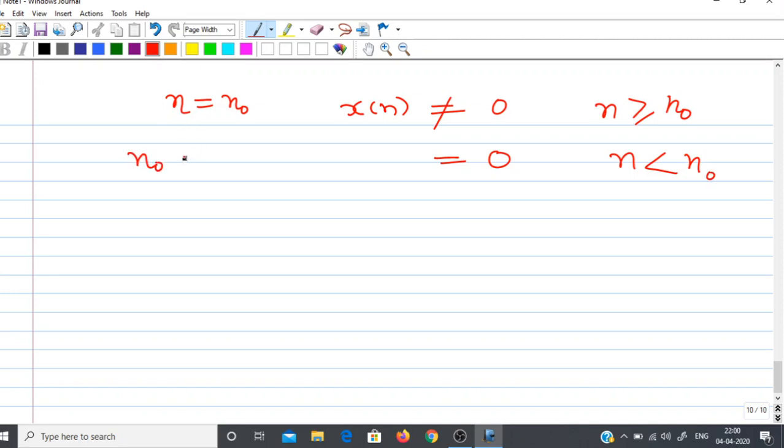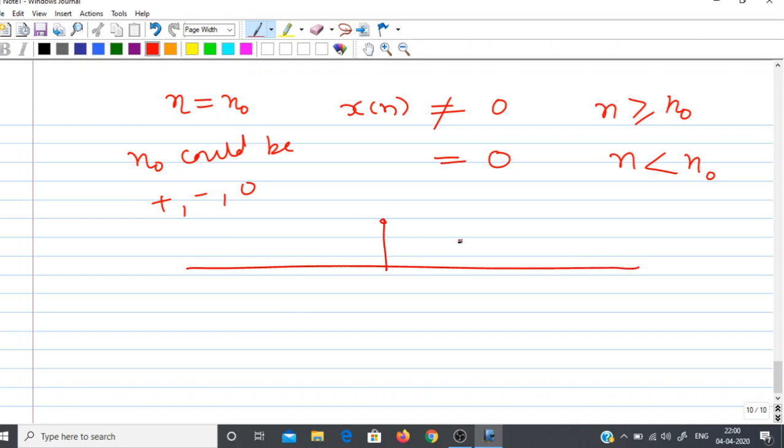Here n naught could be positive, negative, or 0. So for example, let's say I draw a sequence u[n], the unit step sequence. You can see that the unit step sequence has values 1 to the right of this, which is our n naught, and values are 0 to the left of this n naught. What is n naught here? 0. So this is an example of a right-sided sequence.